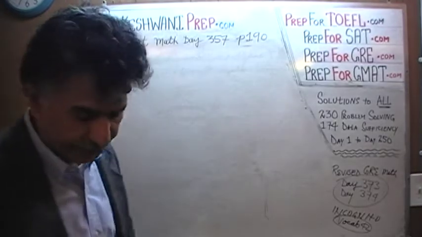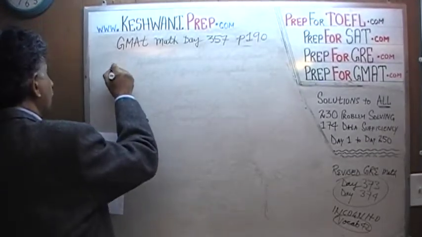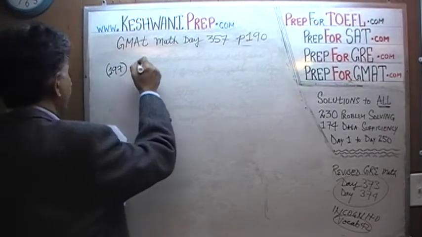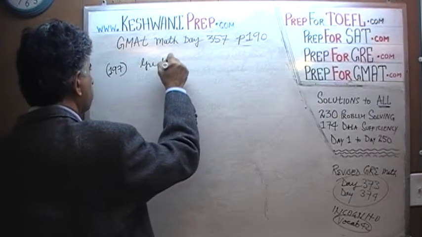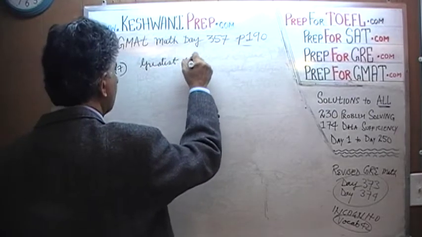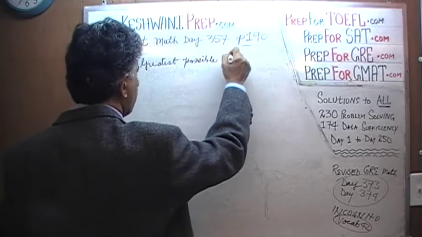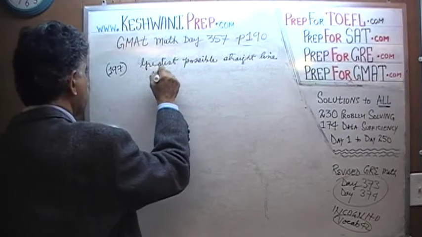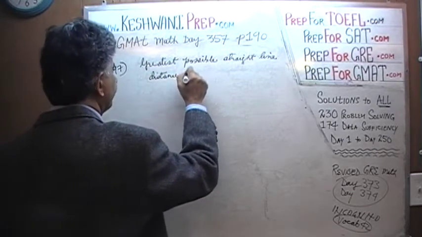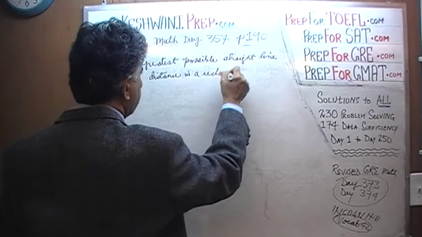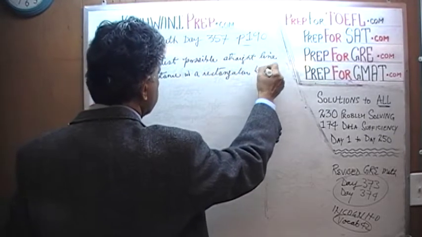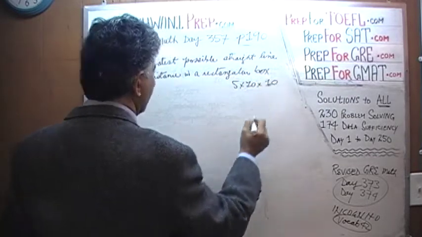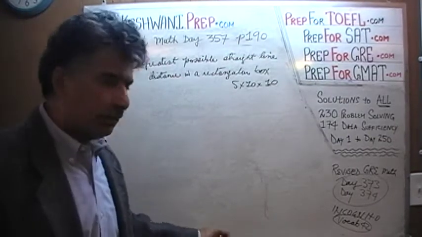Problem number 197. In problem number 197, the question is, what is the greatest possible straight line distance in a rectangular box that is 5 by 10 by 10? A rectangular box that is 5 by 10 by 10.